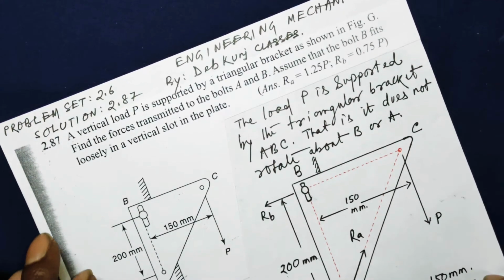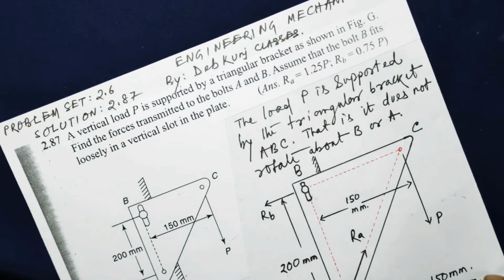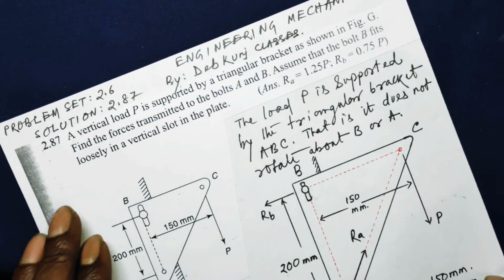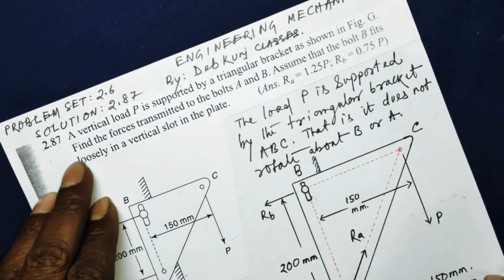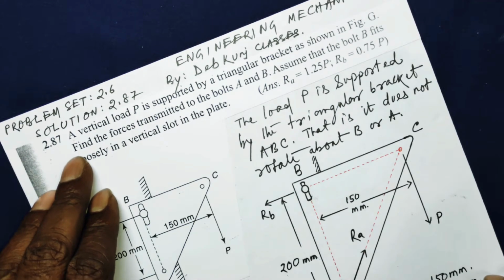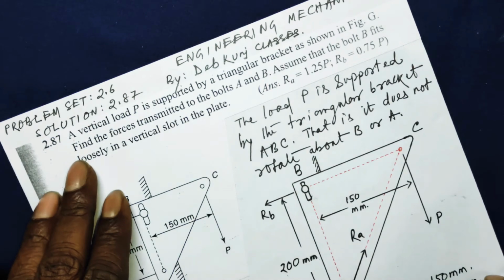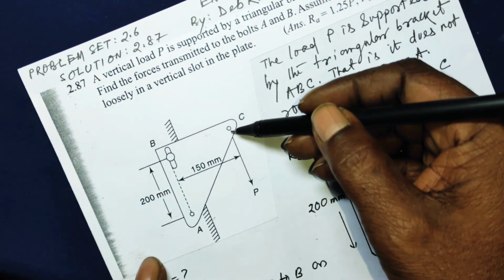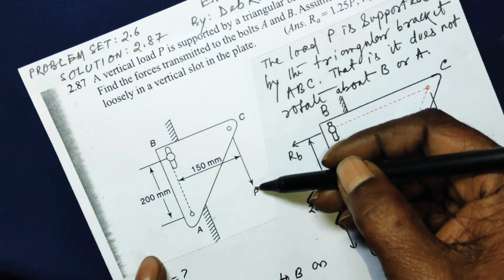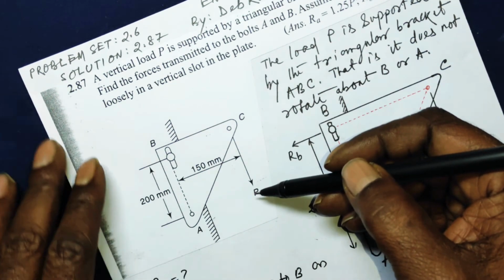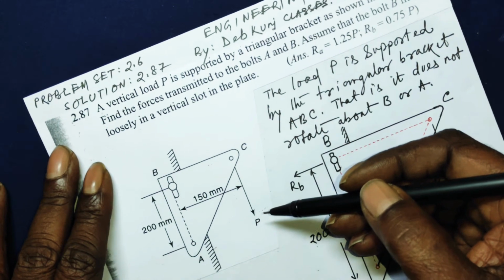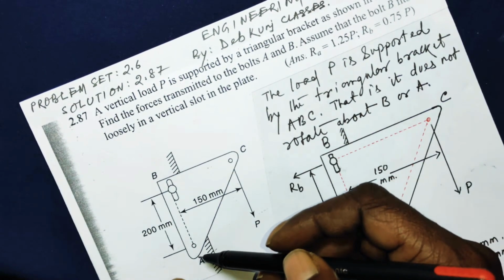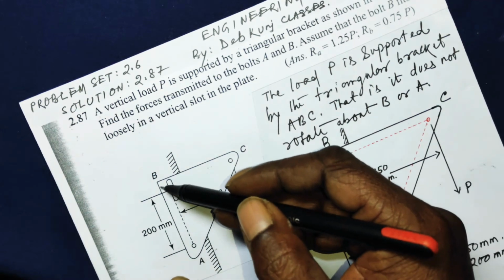Now one more problem, problem set 2.6, solution to 2.87, engineering mechanics. So the statement of the problem runs like this: a vertical load, if you look at the original diagram, this P is a vertical load, it's a weight, supported by a triangular bracket. This load P is supported by a triangular bracket ABC.